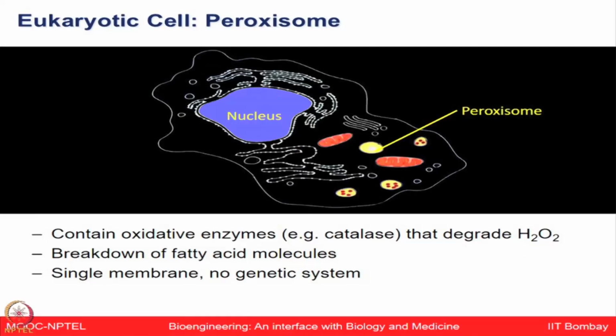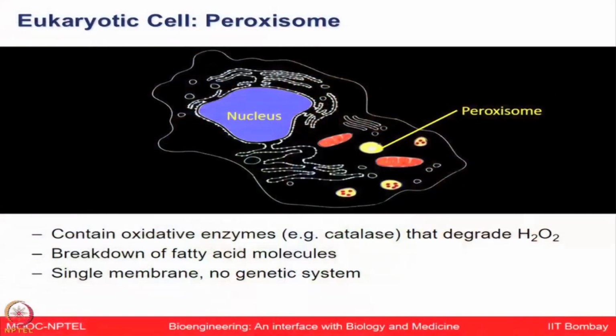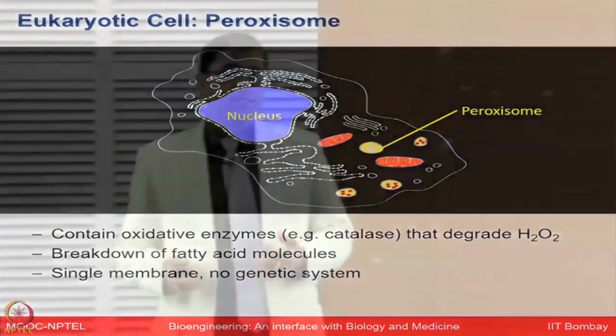So, it contains oxidative enzymes, for example, catalases, which could degrade hydrogen peroxide, H2O2. It is also involved in the breakdown of fatty acid molecules. It is a single membrane structure and does not have a genetic system. Some of the organelles which we will be talking about are double membrane structures and have their own genetic setup, whereas the peroxisome is single membranous and does not have a genetic system.